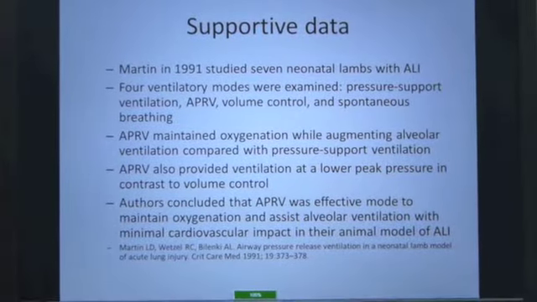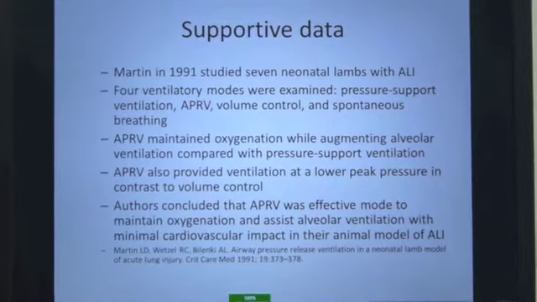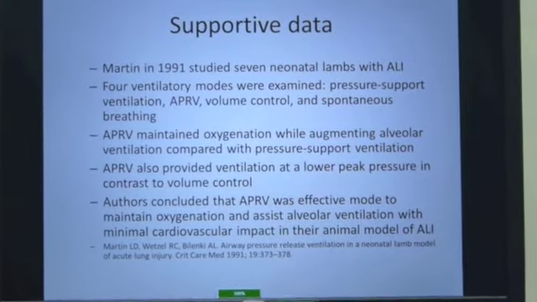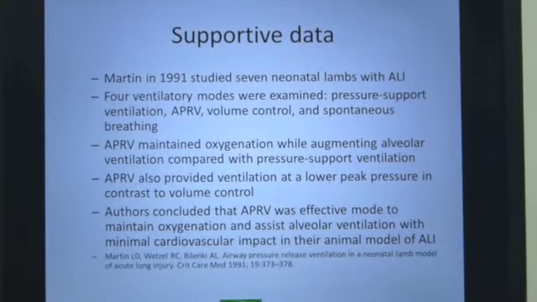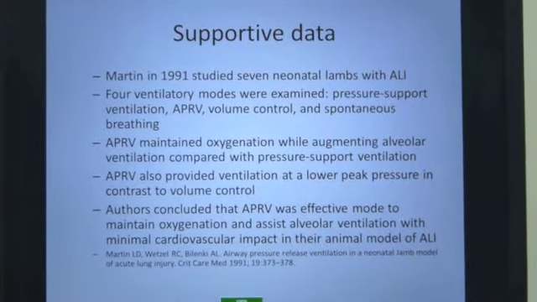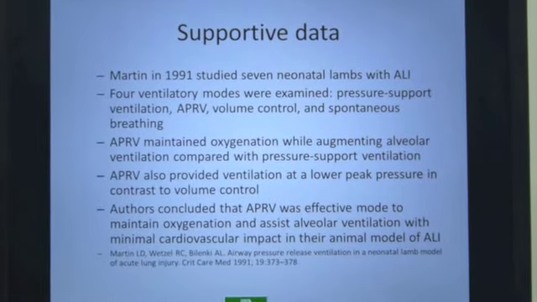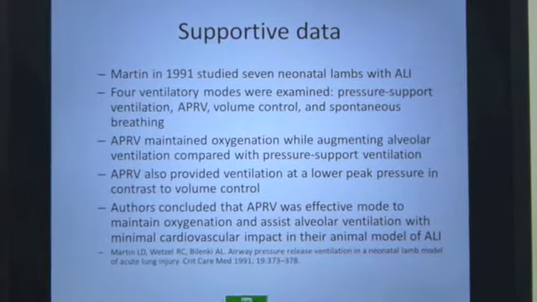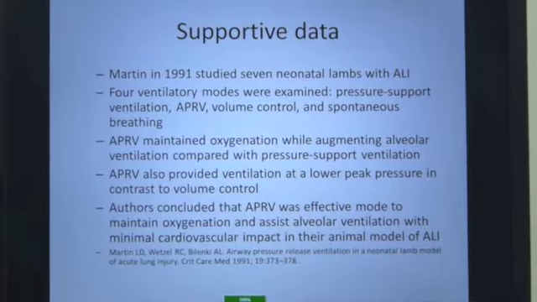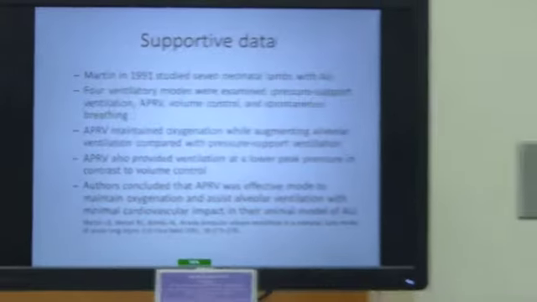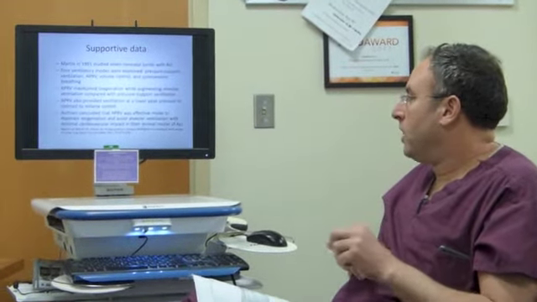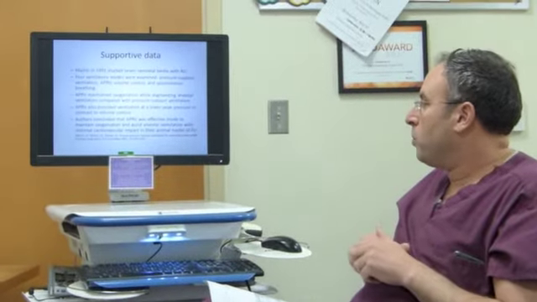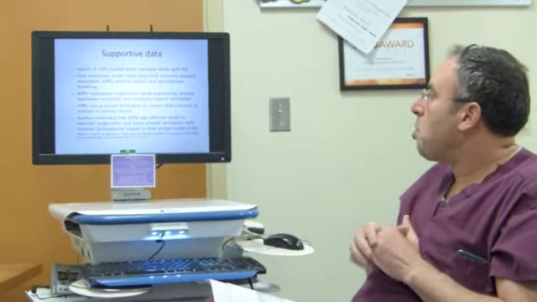Martin in 1991 studied 7 neonatal lambs with acute lung injury. We don't use that term anymore, right? We say mild ARDS now. 4 ventilation modes were examined: pressure support ventilation, APRV, volume controlled, and spontaneous breathing. APRV maintained oxygenation while augmenting alveolar ventilation compared to pressure support. APRV also provided ventilation at lower peak pressures in contrast to volume control. So in other words, you can oxygenate them and ventilate them at lower pressures in a more controlled fashion. APRV was effective to maintain oxygenation and assist ventilation with minimal cardiovascular impact in their animal model.